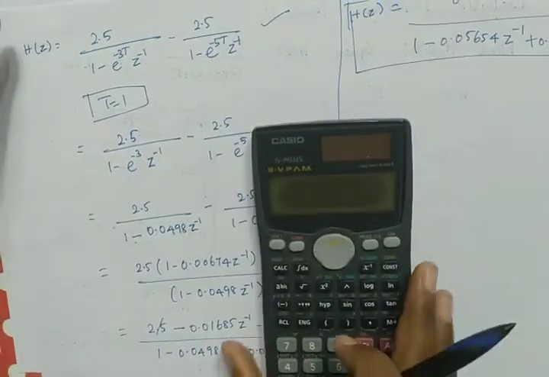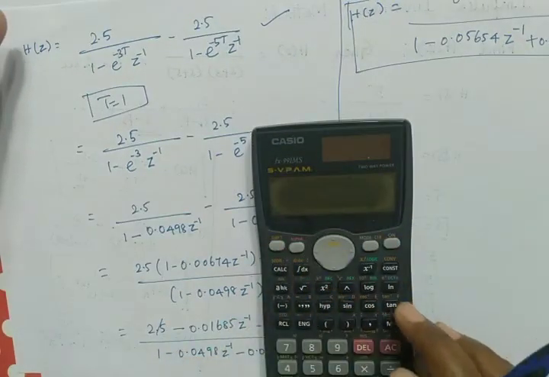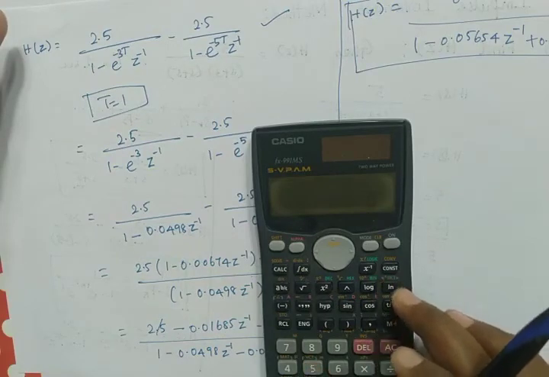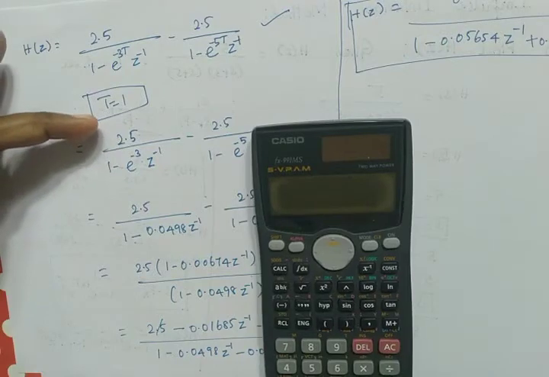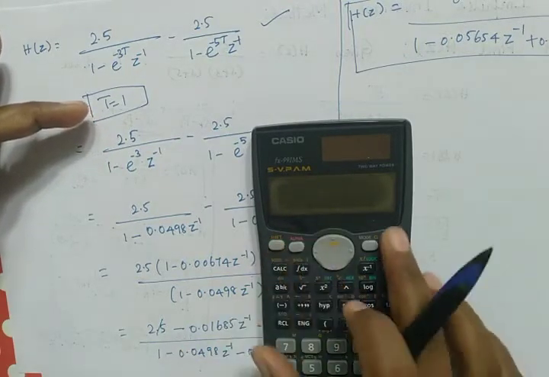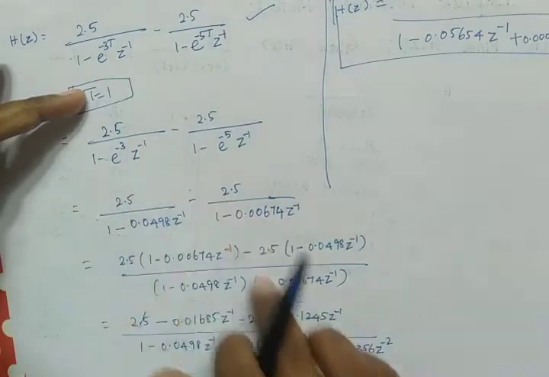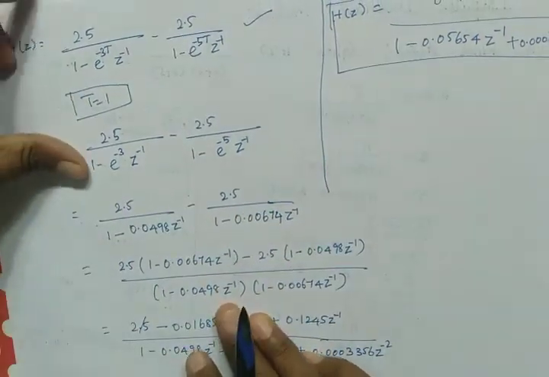You know how to use this calci. So shift, then here we have e, that is ln. So press this and then you substitute minus and put 3 if it is e power minus 3. That's it, we'll get the answer. Then finally substitute and find the answer. This is our problem 1.